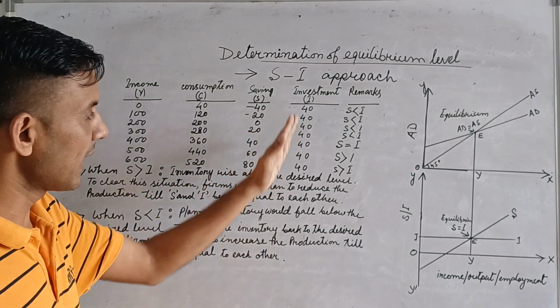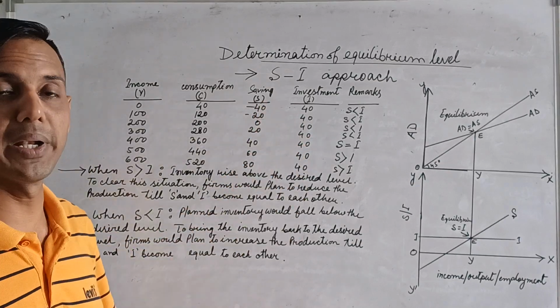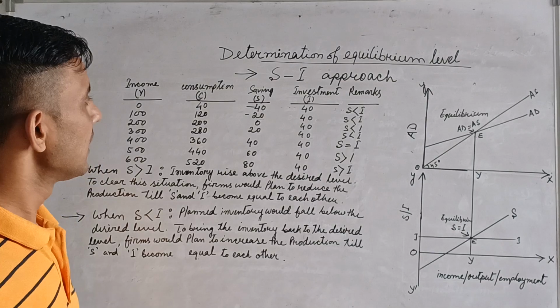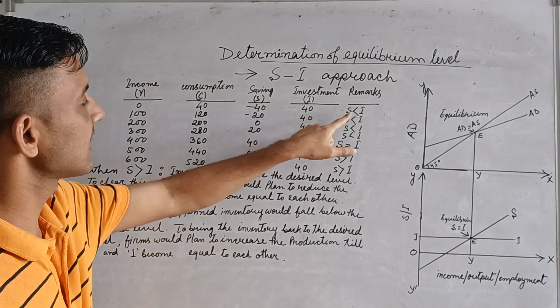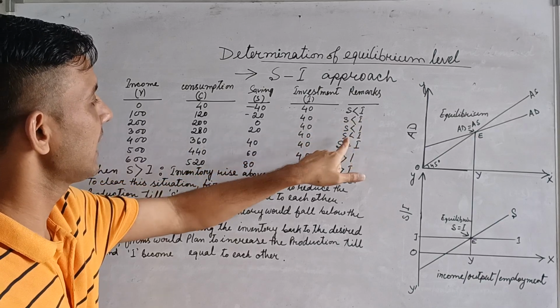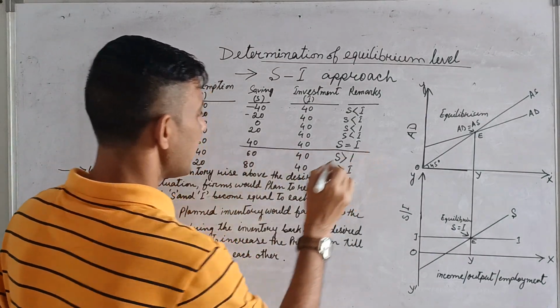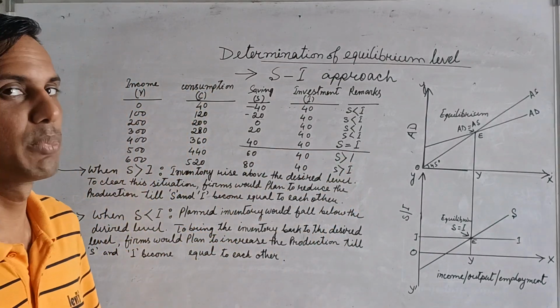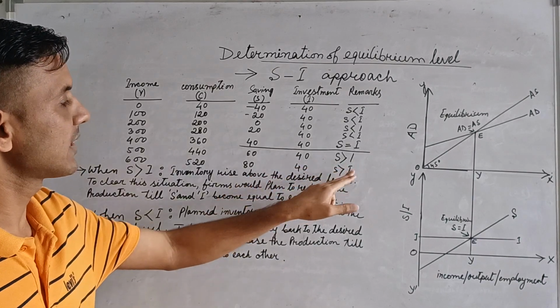So why is this constant? Because investment is independent of income. Now see the remarks: S less than I, S less than I, S less than I. But when this is 40 and 40, then S is equal to I. This is the equilibrium, S is equal to I. Then S greater than I and S greater than I.